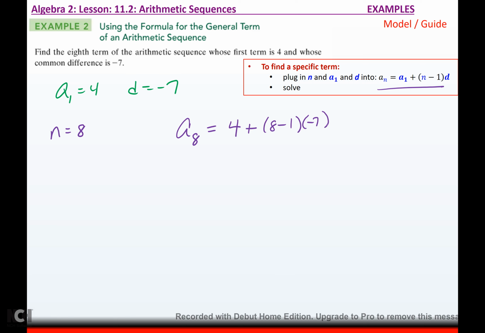Yeah? So if I do that math, the 8th term will be 4 plus 7 times negative 7. So the 8th term is going to be 4 minus 49. So the 8th term would be negative 45. Done.